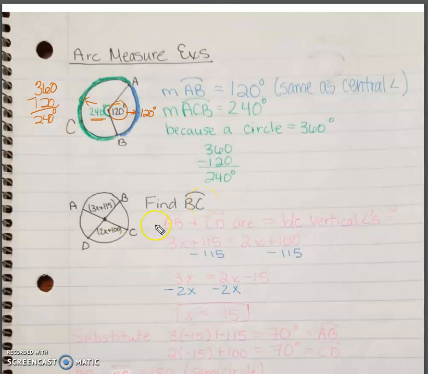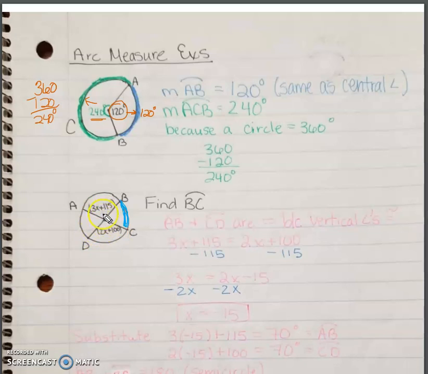Now, algebraically, it says find the measure of arc BC. Okay, well, BC is here, and it appears to be a minor arc. So if I come over here with blue, since blue are my minor arcs, I've been given these arcs, or these central angles here, 3x plus 115 and 2x plus 100.